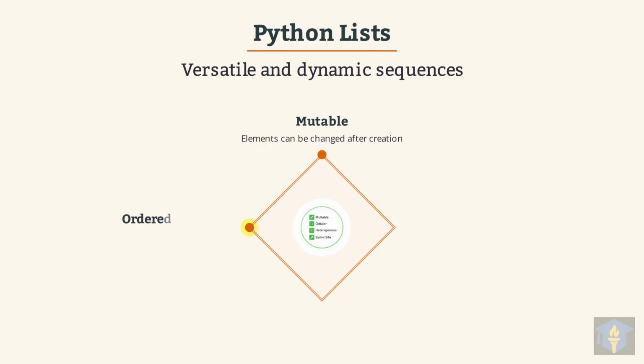Next, lists are ordered, preserving the sequence in which elements were inserted. This means elements maintain their insertion order and are easily accessible using numerical indices, starting from 0. Lists are also heterogeneous, a powerful feature for mixed data storage. They can store different data types simultaneously, like numbers, strings, or even other lists, all in one collection.